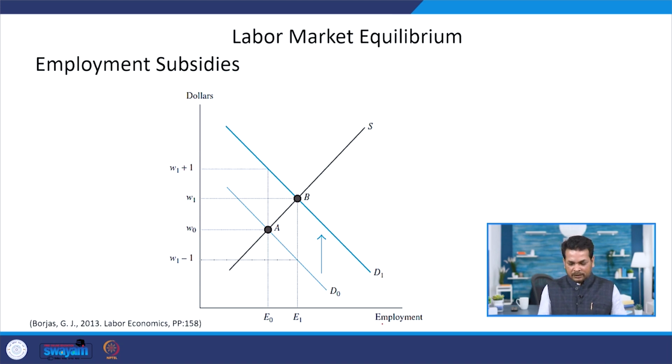In this graph, on the x axis we have taken employment, the number of workers employed, and on the y axis we have taken wage. Initially, the economy is at equilibrium at point A with the demand curve D0 and the supply curve S. Having the equilibrium at point A, E0 workers were employed at the wage rate W0.